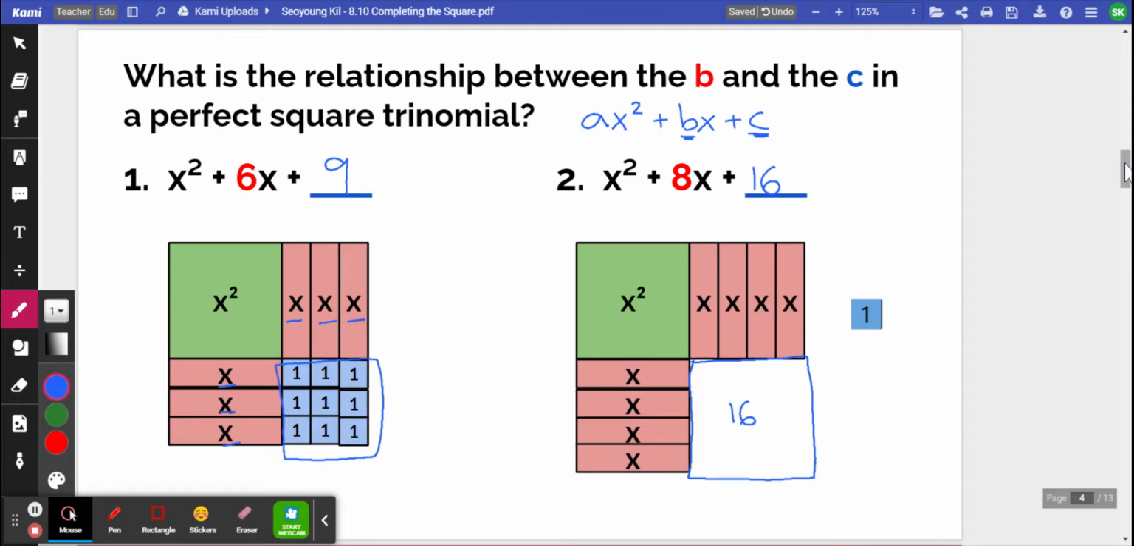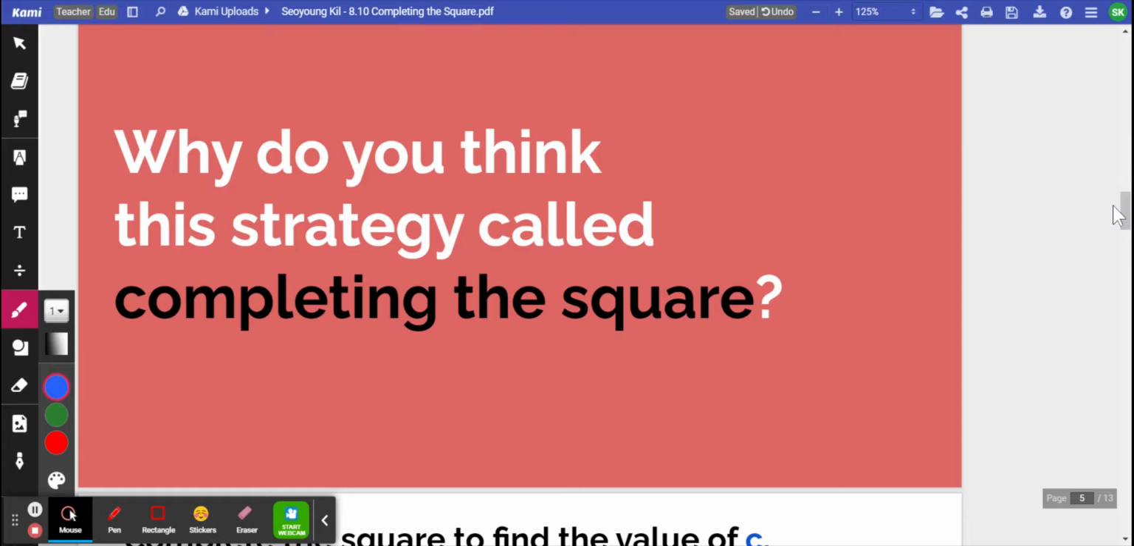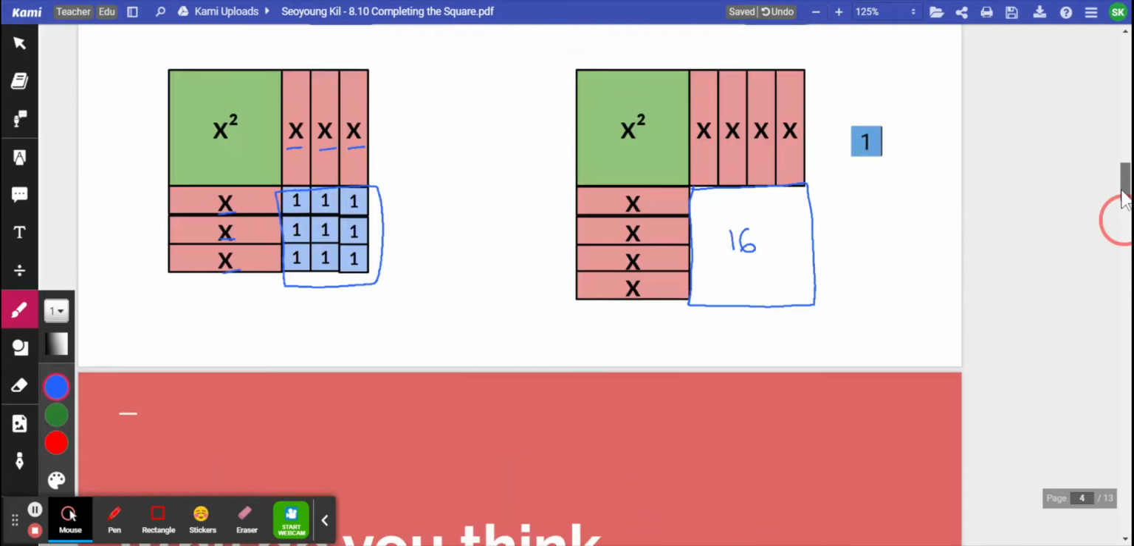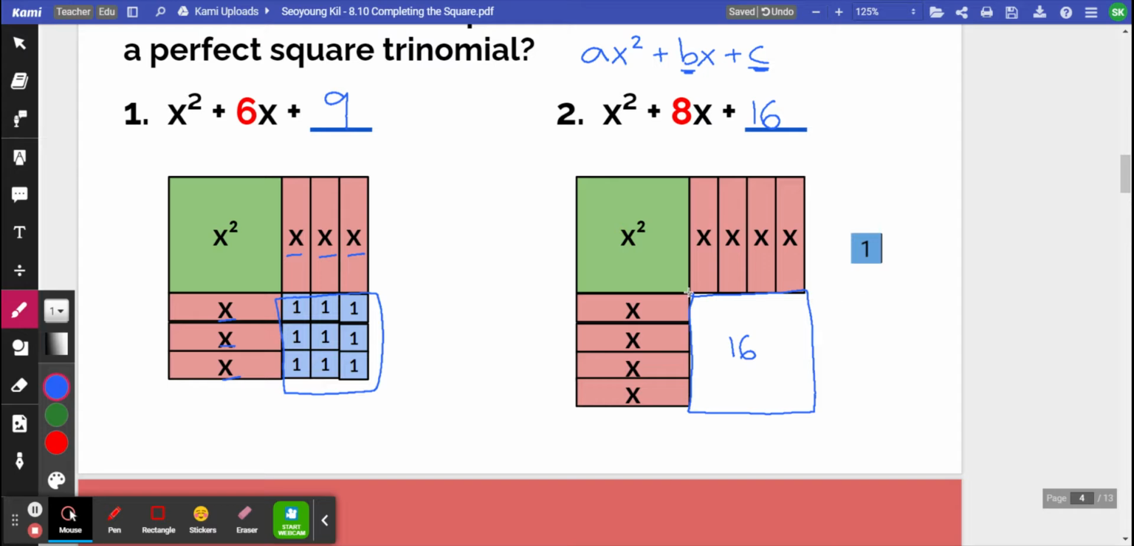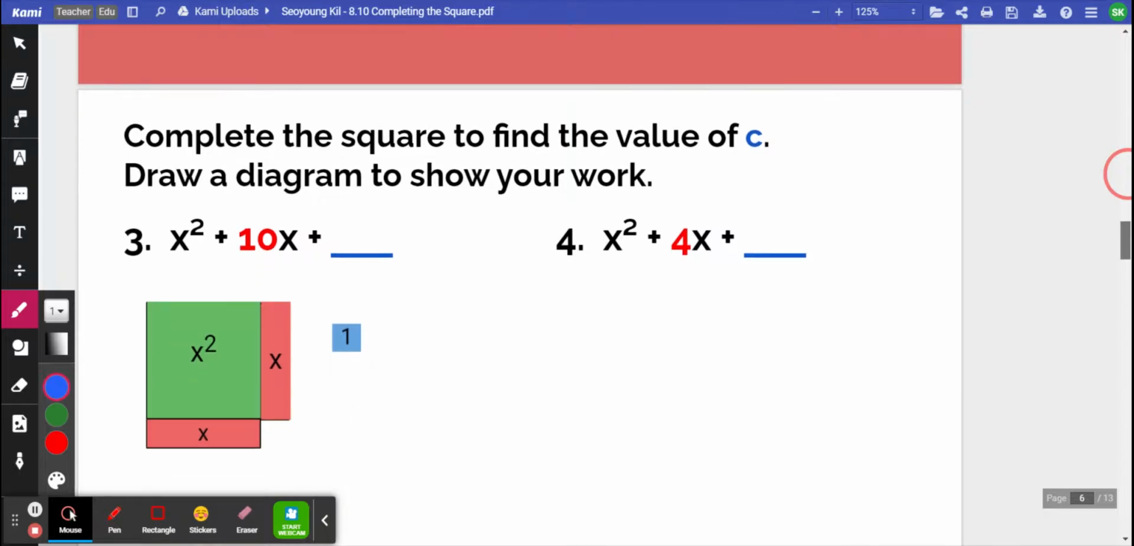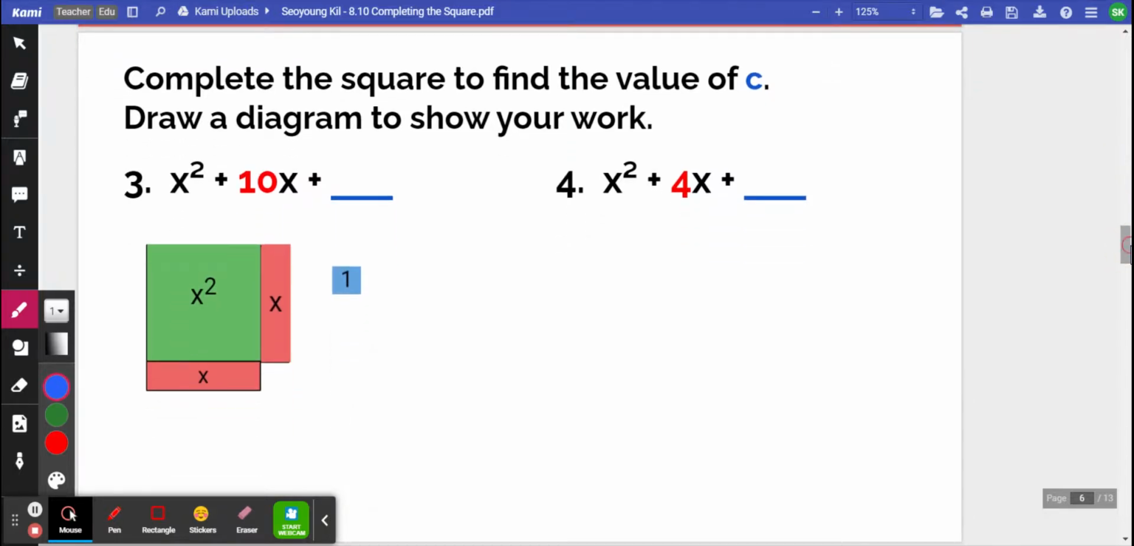Can you guys see why this is called completing the square? We are literally filling in the space that completes the square diagram. So that's why the strategy is called completing the square. Let's try some more. Draw a diagram for numbers 3 and 4. Complete the square to figure out the new c value.